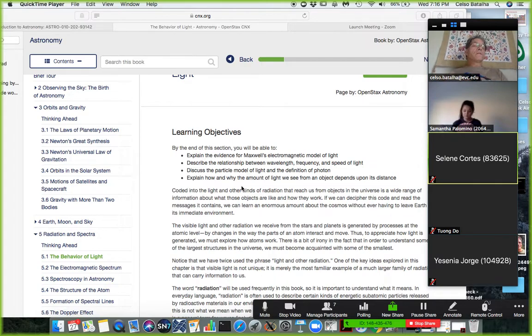So the importance of chapter 5, although it might appear to be dry and full of physics and so on, is very important because it explains, first of all, what light is, how light interacts with matter, and how properties of matter happen to be impressed in light itself.